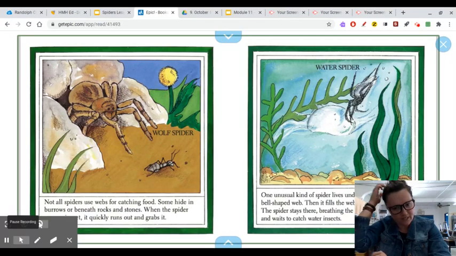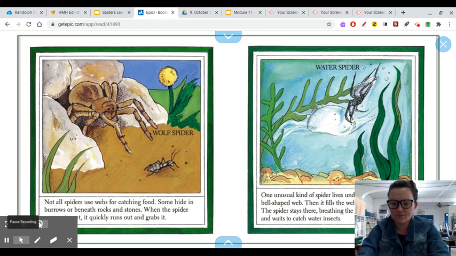An unusual kind of spider lives underwater. It weaves a bell-shaped web. Then it fills the web with tiny bubbles. The spider stays there, breathing the air from the bubbles, and waits to catch water insects.